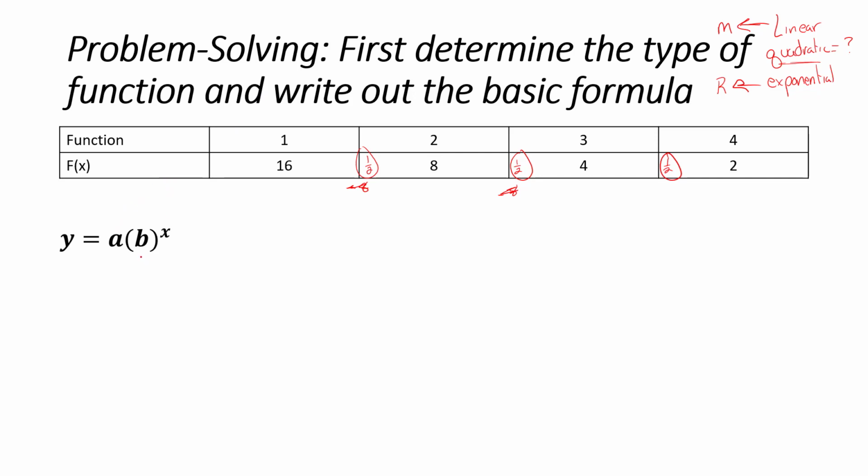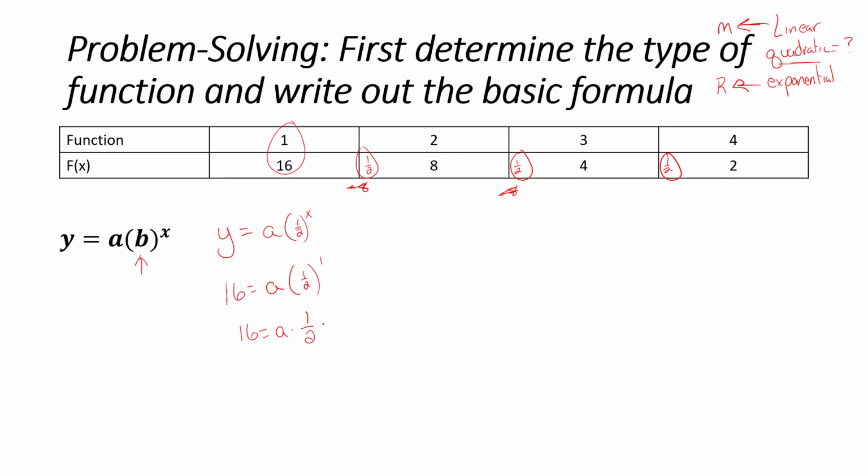Just as we saw in the warm-up, we have a b, which is our ratio. Well, we just determined our ratio. That's 1/2. So already we know that y is equal to a times the 1/2 to the x power. Well, in order to find our a value, we want to plug in an x and a y. So 16 is equal to a times 1/2 raised to the first power. All right, 1/2 to the first power, that's 1/2.